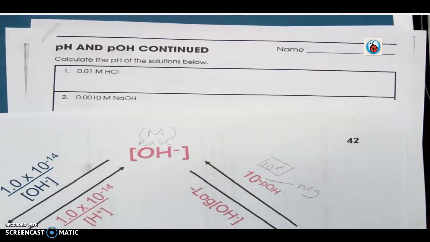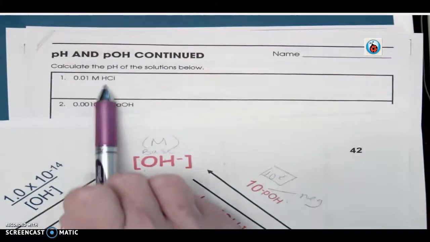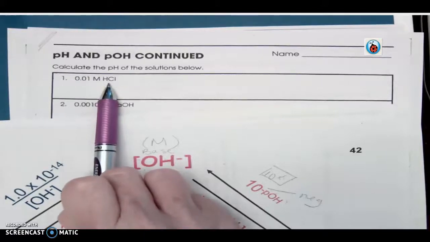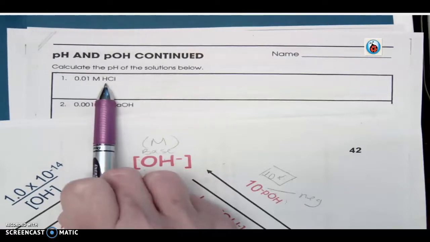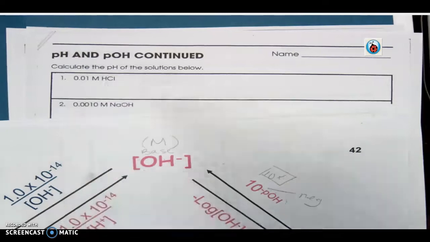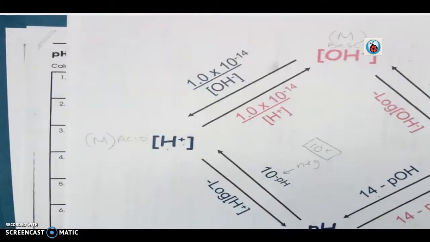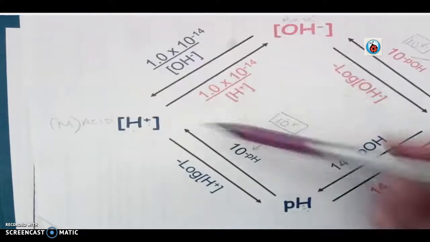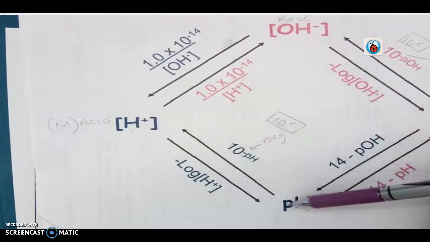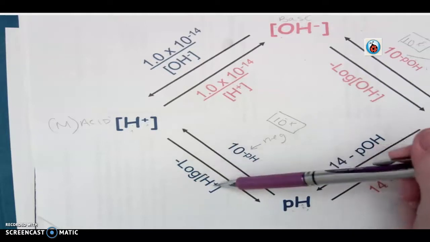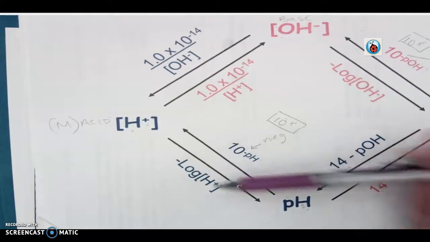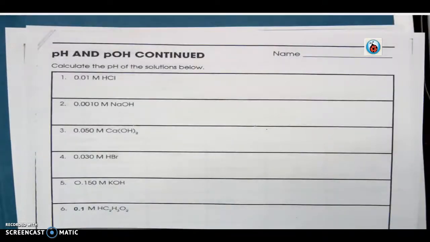So that's the first thing we need to do: look at this formula and determine, is this an acid or a base? Well, this starts with hydrogen, so we know we are given the concentration of hydrochloric acid. Okay, so where does that mean we are on this chart? We are right here, and we want to know the pH. It says calculate the pH, so we're going to take the negative log of the hydrogen concentration. That's what you're putting into your calculator.